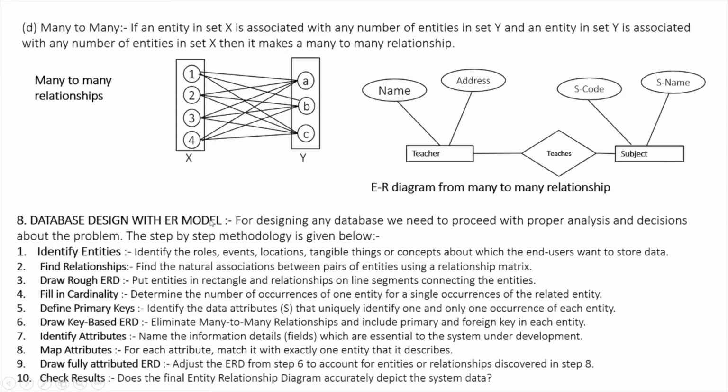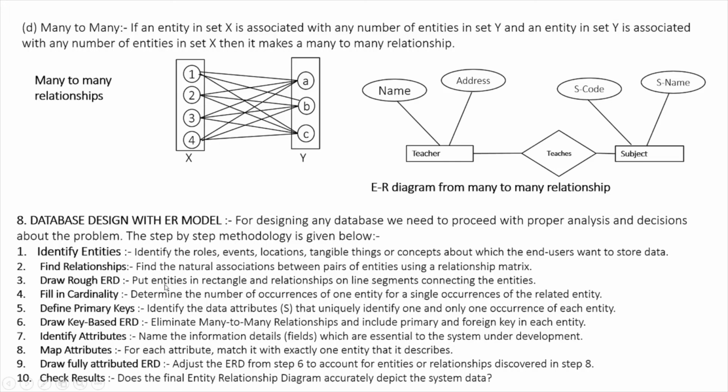Database design with ER model. For designing any database, we need to proceed with proper analysis and decisions about the problem. The step-by-step methodology is given below. Identify entities. Identify the roles, events, locations, tangible things or concepts about which the end user wants to store data. Find relationships. Find the natural association between pairs of entities using a relationship matrix.